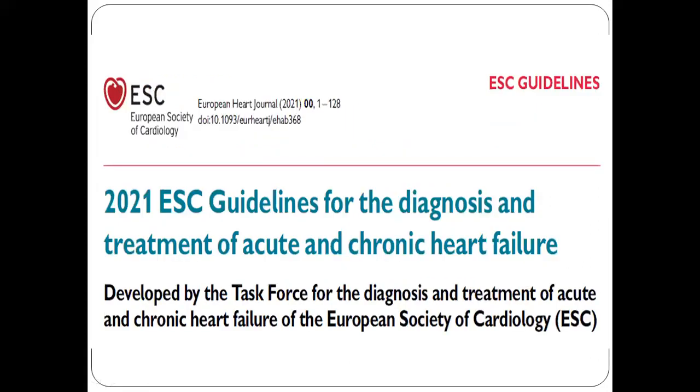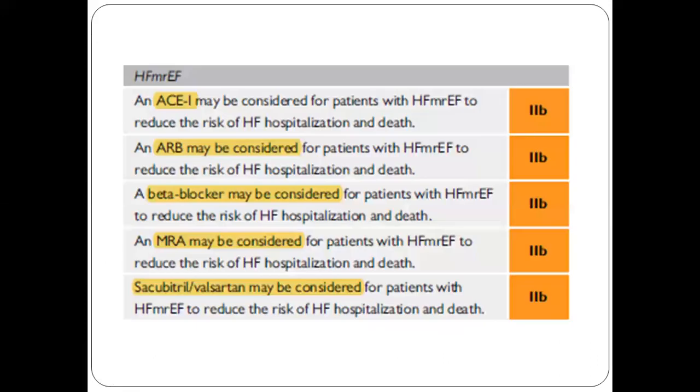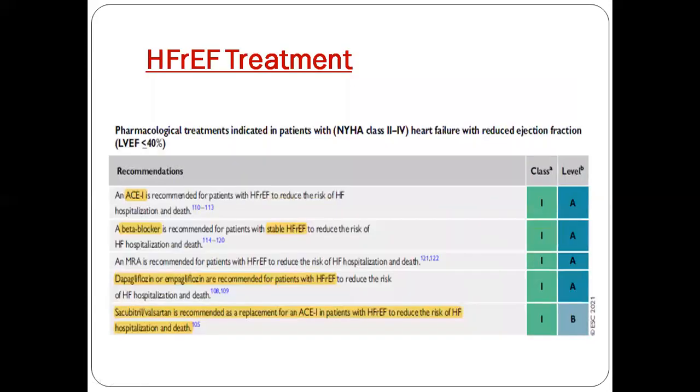So in the latest 2021 ESC guidelines, where does ARNI stand? Let's see that. In heart failure with mildly reduced ejection fraction, sacubitril valsartan may be considered, which is a class 2B recommendation. So it has been included along with the mineralocorticoid receptor antagonist, beta blockers, ARB, and AC inhibitors, which are the mainline treatment for heart failure. In heart failure with reduced ejection fraction of less than 40%, sacubitril valsartan is a class 1 recommendation.